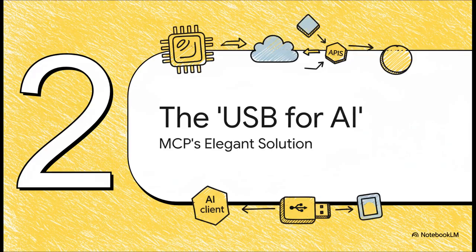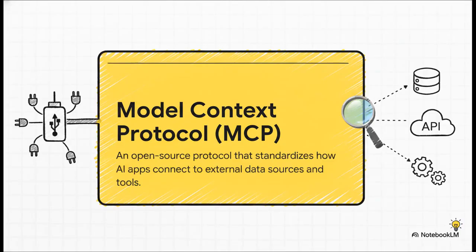So, how do we fix this disaster? Well, this brings us to the really elegant solution, this whole idea of a USB for AI. At its heart, MCP is really just an open-source rulebook. That's it. It defines a single, standard way for an AI application, which we'll call a client, to talk to any external tool or data source, which we'll call a server.